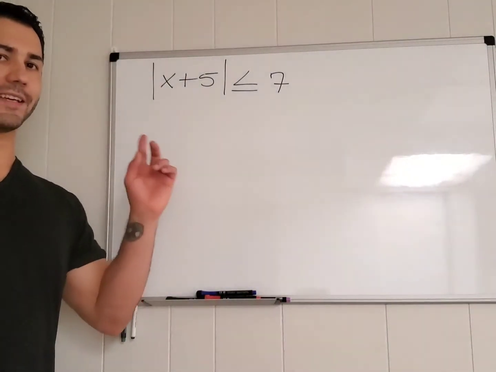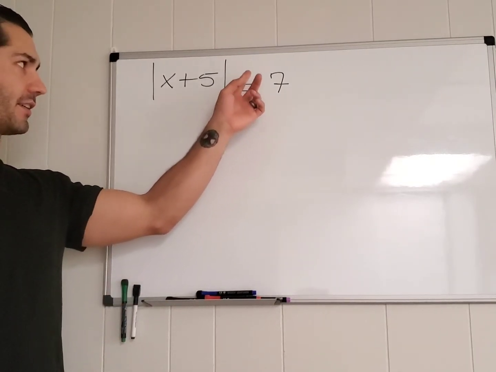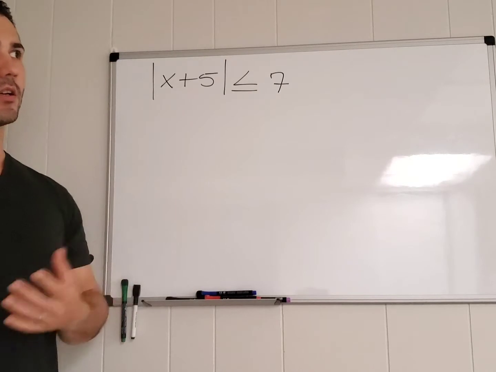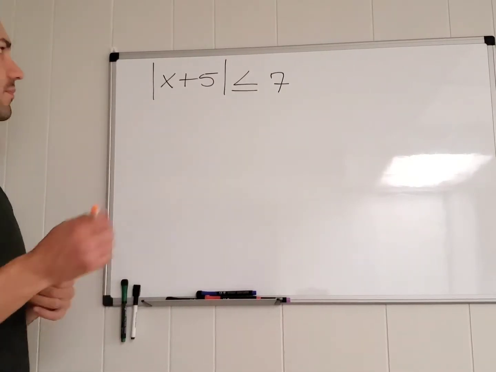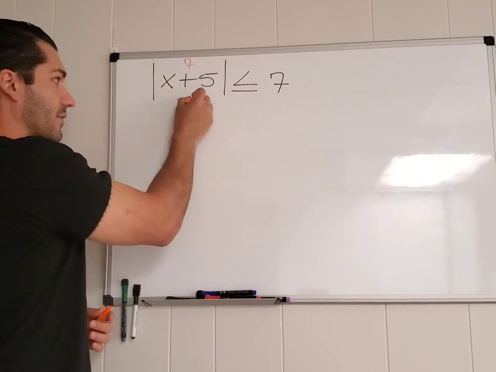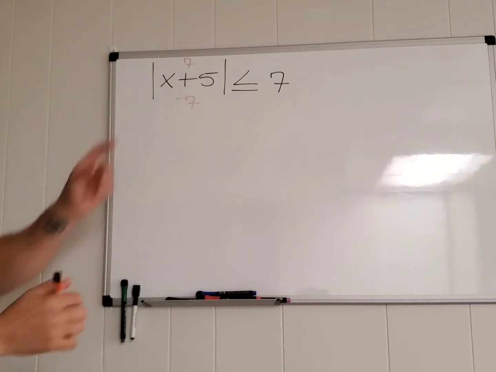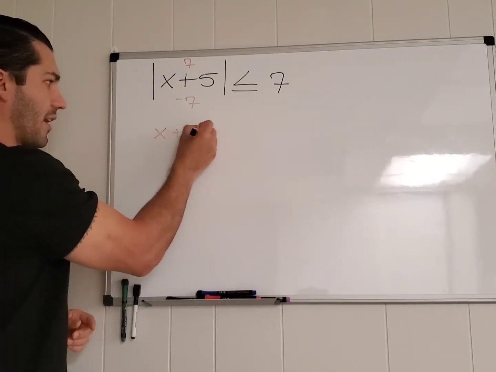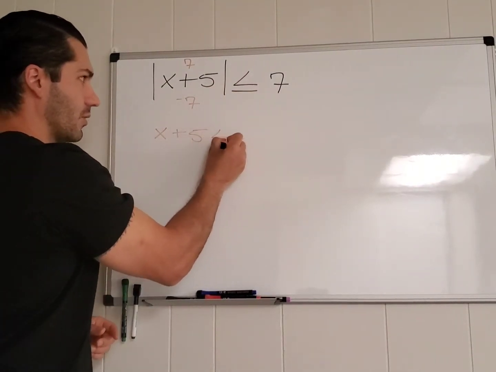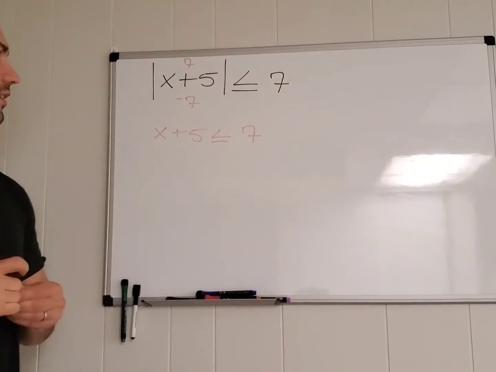So now if you look, it's very similar to the problem we just did, except instead of an equal sign, it's a less than or equal to sign. The rule's still the same. It's going to be 7 inside of here, and negative 7. So the first one, you are just going to write exactly what you see. x plus 5 less than or equal to 7. Now the issue comes up with the negative.